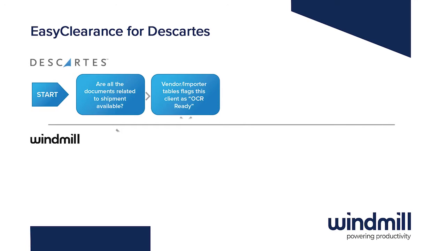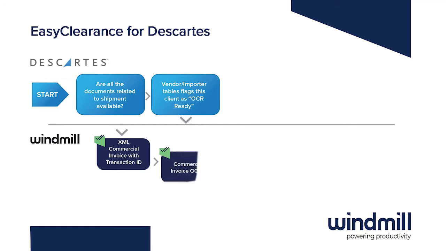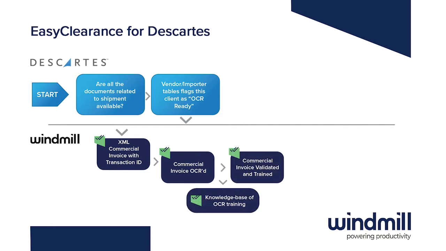Then what the Descartes system is doing is sending an XML to the Windmill tool. This is cloud to cloud, with some header information like the transaction ID so we can keep track of the transaction, which we're going to show you a little later. We're then going to OCR that commercial invoice. We're then going to queue it to a user who's going to correct any OCR errors or train it, because there's machine learning in this tool where users are actually training the document and then it will know it for next time. We're going to demonstrate that as well.